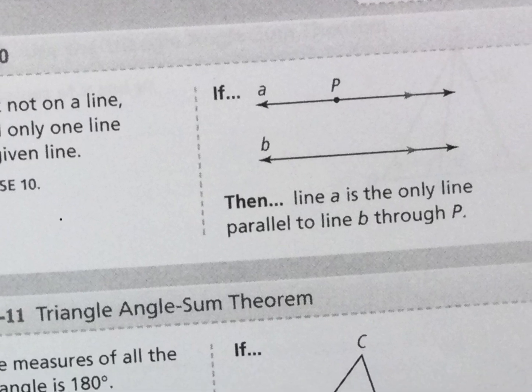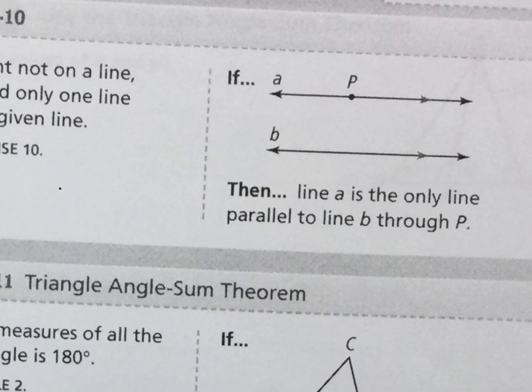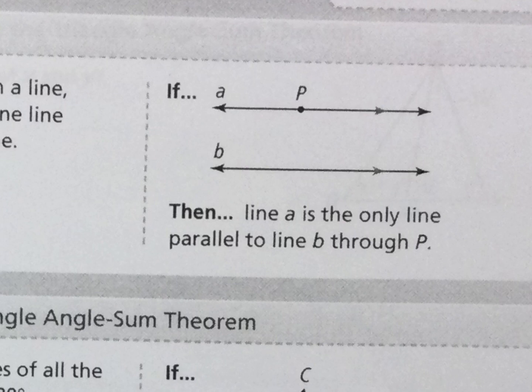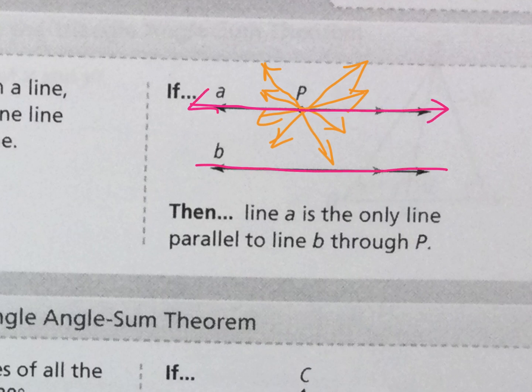if you look at P, you can draw a lot of lines through P, okay? I can draw a line here, I can draw a line here, and I can draw a line here. So there's a bunch of lines, an infinite amount of lines that go through P. But there's only one line through it that will be parallel to line B.